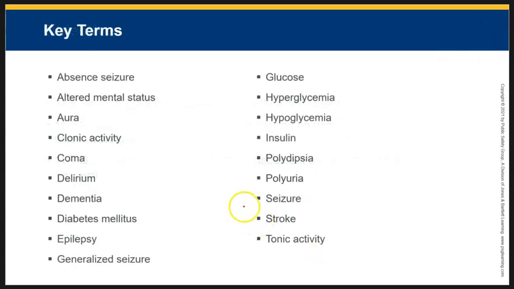So the key terms that we'll need to understand in the case of epilepsy, we'll talk about absent seizures, generalized seizures, and consider the idea of tonic and clonic activity associated with those.